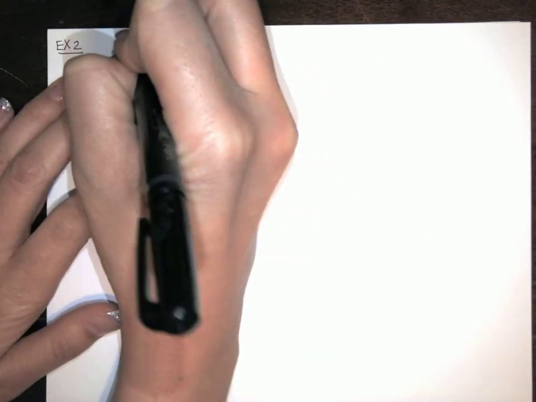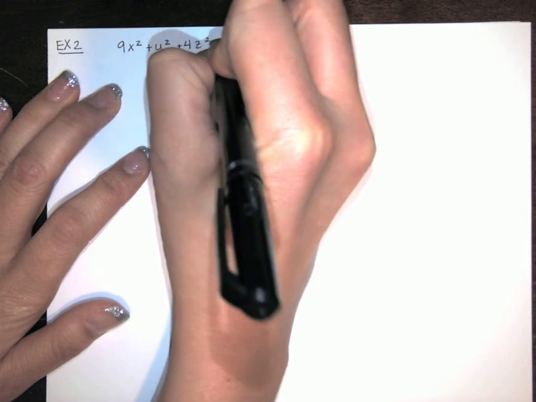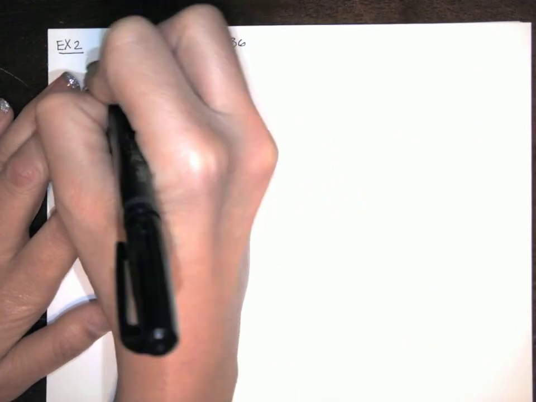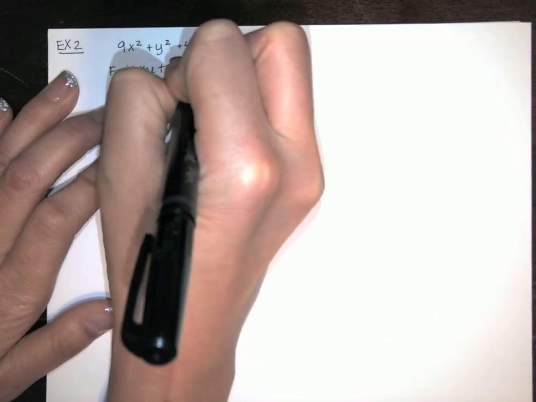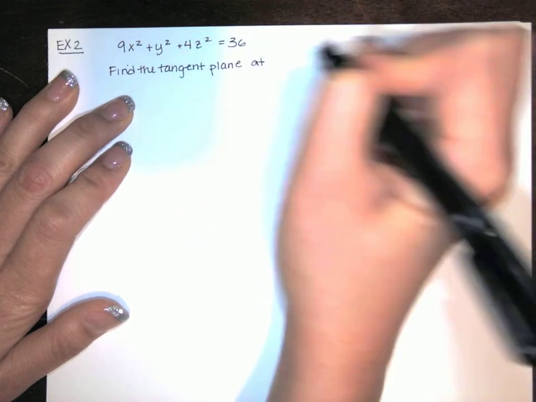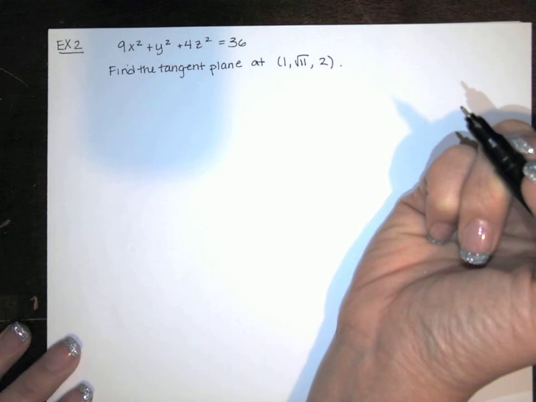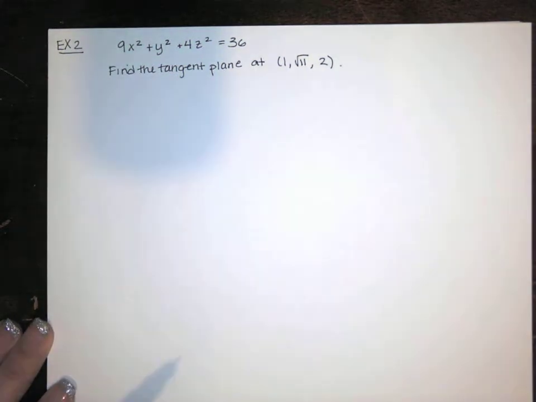So let's say we have 9x squared plus y squared plus 4z squared equals 36. And they ask us to find the tangent plane at 1, square root of 11, and 2. I know it's a little odd, but it was just the y value that was necessary in order to get 36 over there. Okay, now this is a little different.